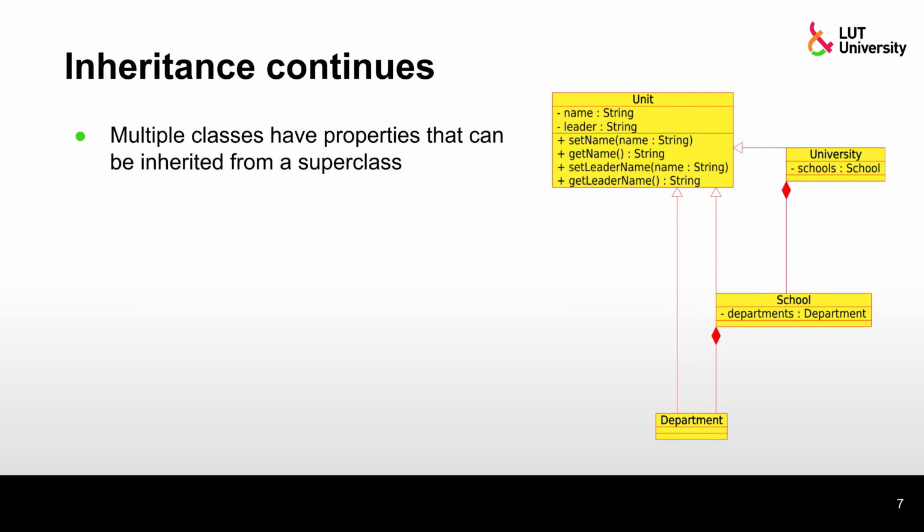So here are those same classes, university, school and department. And they don't have any more these name and leader attributes. They are inheriting them from this unit class. This is an is-a relationship. So department is a unit. School is a unit. University is a unit. So it inherits all the attributes and methods from the unit.